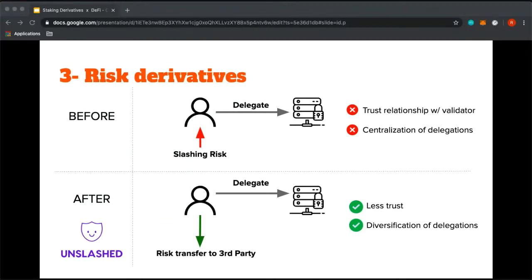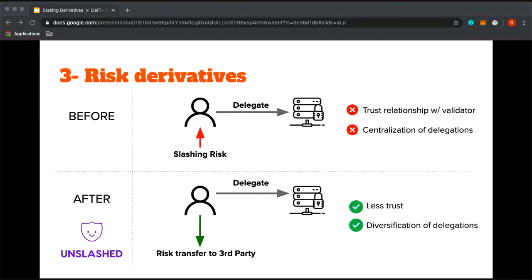So there is a trust relationship with validators, which is a little bit hard to build, to be honest. And it also leads to a centralization of delegations. If we have a certain number of validators who already have a reputation within a network, the slashing risk that exists is going to push a lot of delegators to focus on the known validators.